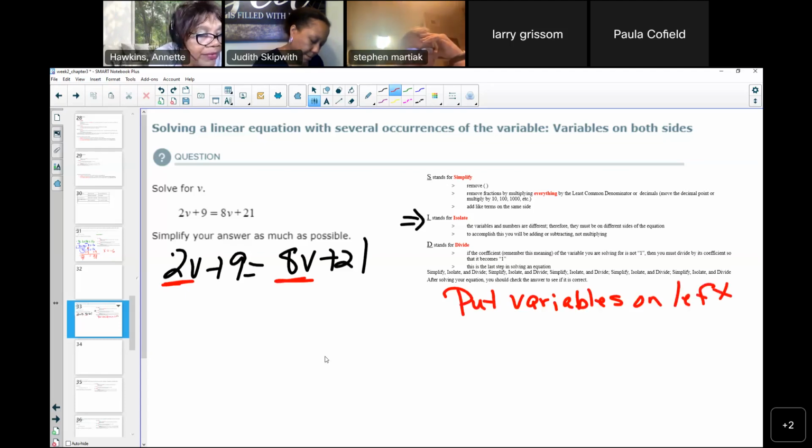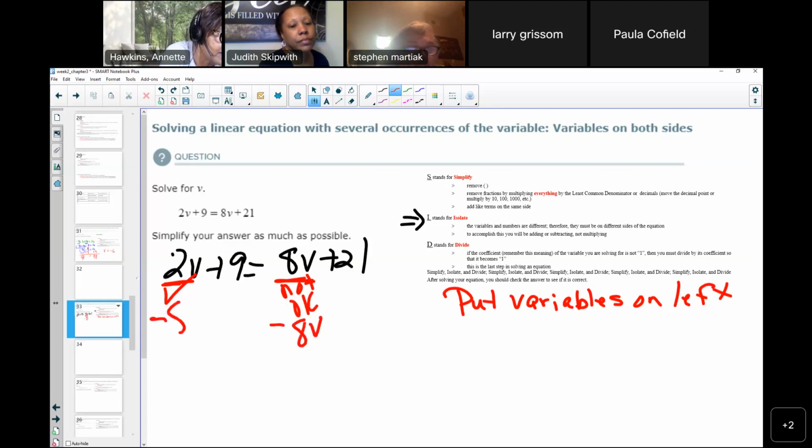So let's focus on that. If I want the variables on the left, this is okay. This is not okay. Now, why is it not okay? Because it is not on the left, it's on the right. Okay? So what do I need to do? I need to remove it. I just can't pick it up and move it. I have to undo it. Remember, we always have to undo. This is a positive 8v, so I need to undo that. So this needs to be minus 8v here.